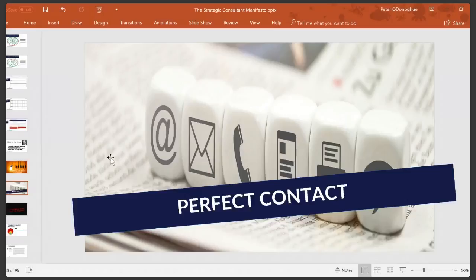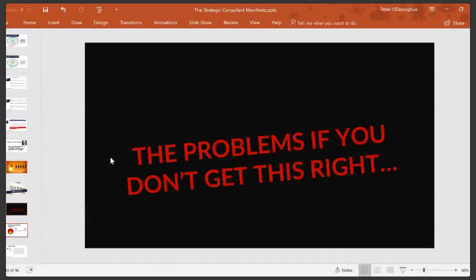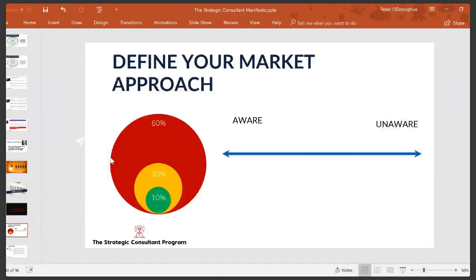So you've got that. And let's talk about the perfect contact. I'm not going to talk about the email script or the LinkedIn messaging, but I want to show you some strategies that no one else is showing you. And that's defining your market approach.